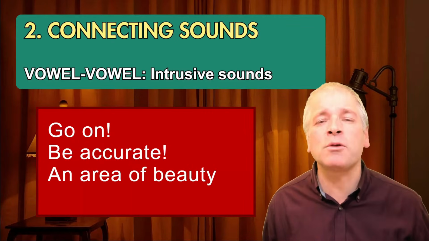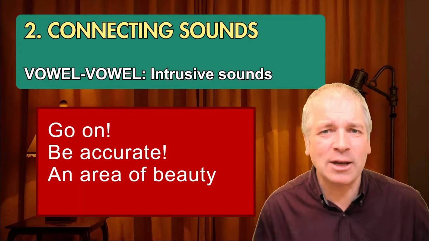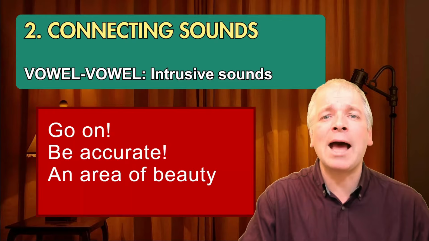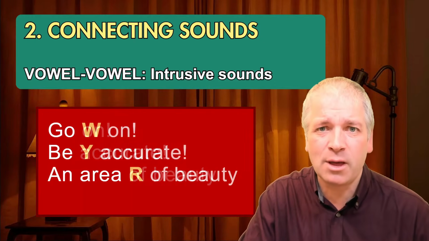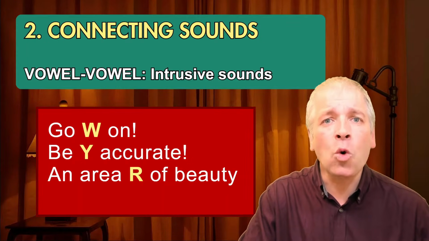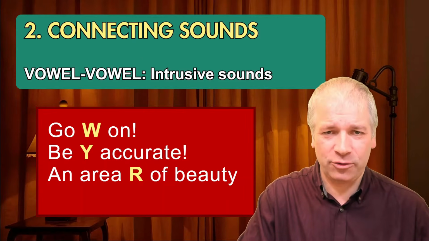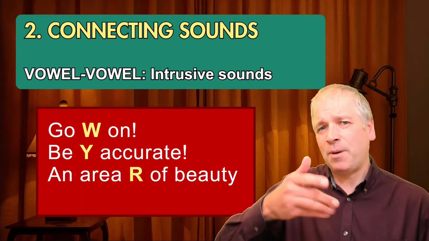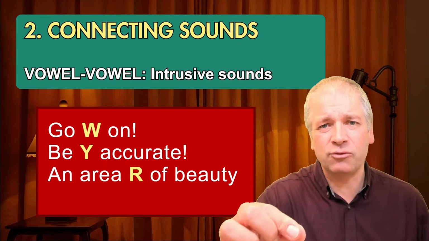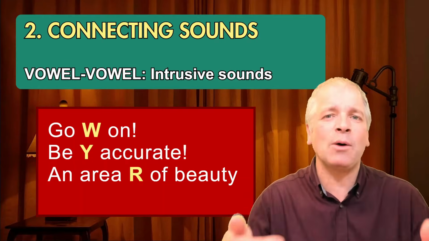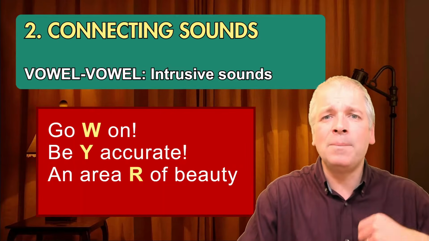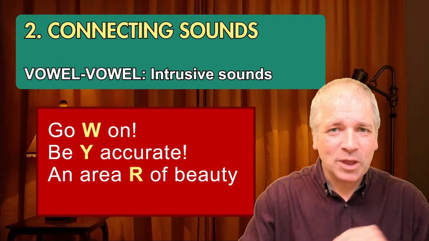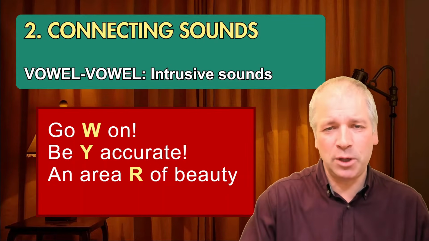But in natural speech, we don't separate them like that. We join them together as quickly as we can. And in order to do that, we add what's called intrusive sounds like this. Go on. Go on. Be accurate. Be accurate. Here, phonetically, it would have been represented by the J symbol if you're looking in a dictionary, but in terms of actual spelt out letters, it's more like the Y. Be accurate. And then an area of beauty, joined together is an area of beauty.